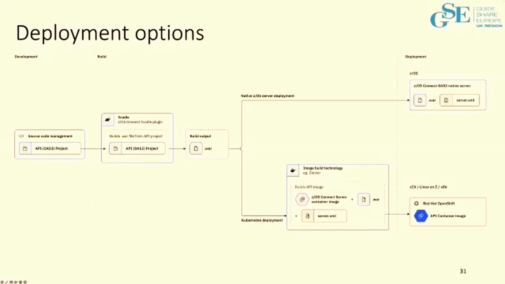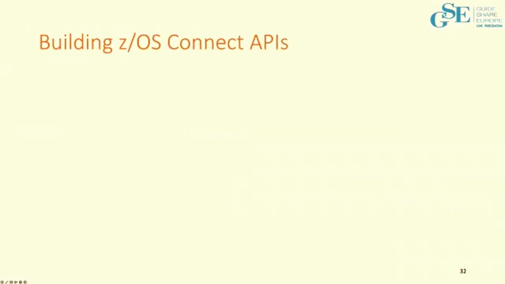But once you have that WAR file, then you get the choice of where you want to deploy it. You can copy it onto the zFS of a native server running on z/OS, plug it into the right directories, plug in the configuration, refresh the server or start it, and everything will work pretty much as it always has done. Alternatively, you can build a Kubernetes image, a container image, by copying that in using our server image that's available. And then you can deploy that into your cloud environment. So let's break that down slightly. So let's talk about building your z/OS Connect APIs.